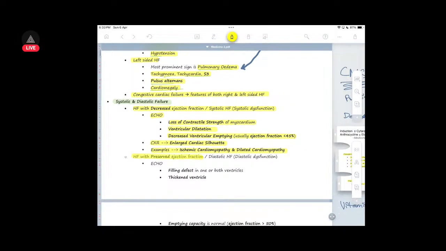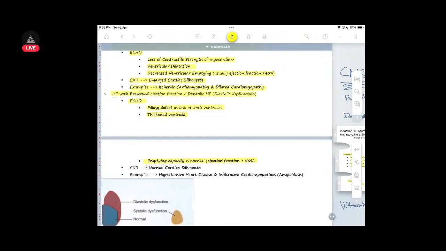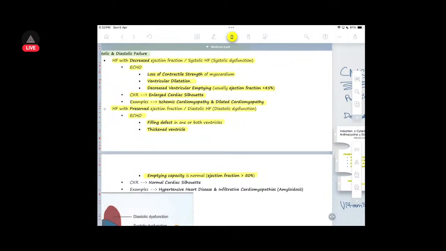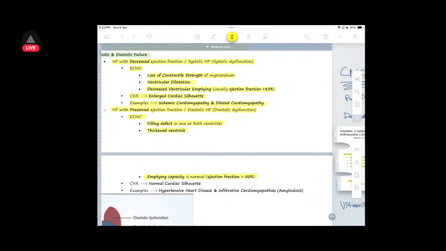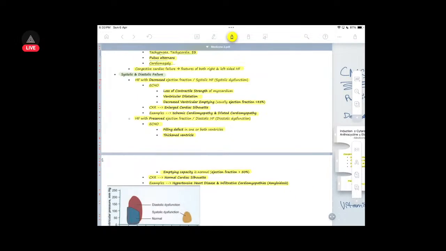Heart failure with preserved ejection fraction, or diastolic heart failure: if you do an echo, you will find a filling defect in one or both of the ventricles. You have thickened ventricles and emptying capacity is normal. Ejection fraction is more than 45%. Okay, ejection fraction is normal. Chest X-ray will show that it is normal, whereas an enlarged cardiac silhouette will be seen in decreased ejection fraction. Examples are hypertensive heart disease and infiltrative cardiomyopathies, whereas previously it was ischemic cardiomyopathy and dilated cardiomyopathy.